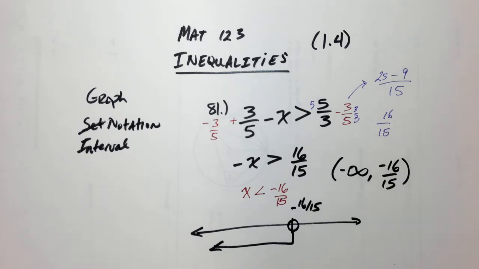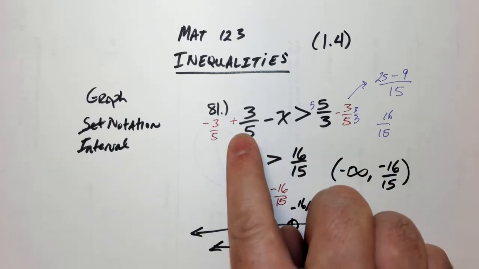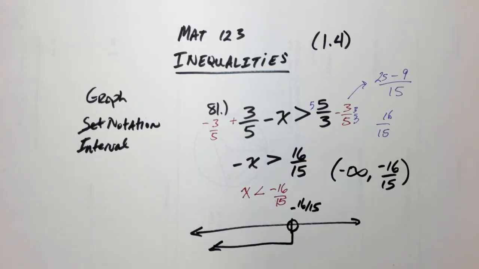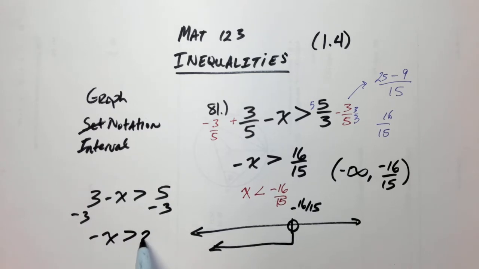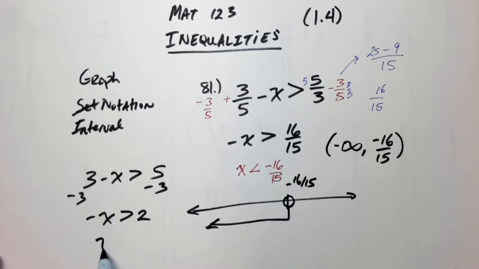What questions you got? What's your question, Edgar? How do you get the 3/5 again? Right here? Because we had to subtract this from both sides. Just like if it said 3 minus x is greater than 5, you'd have to subtract 3 from both sides. And then this would become x is less than negative 2. Got it now? Yeah.